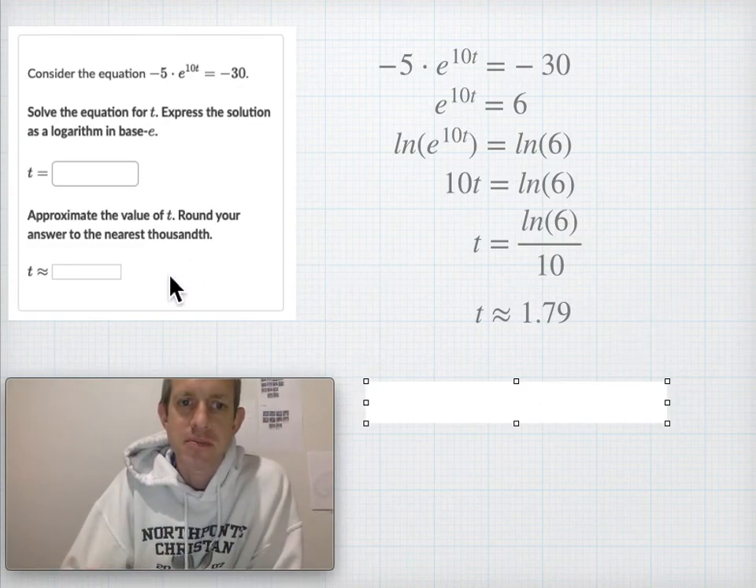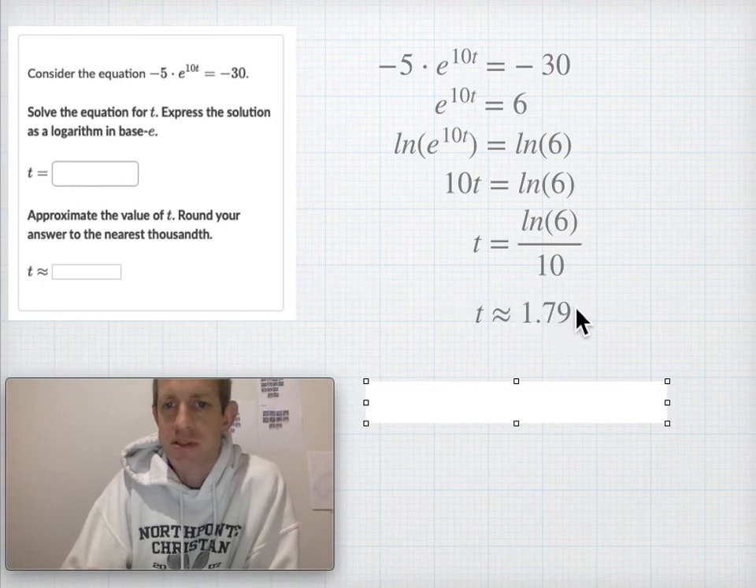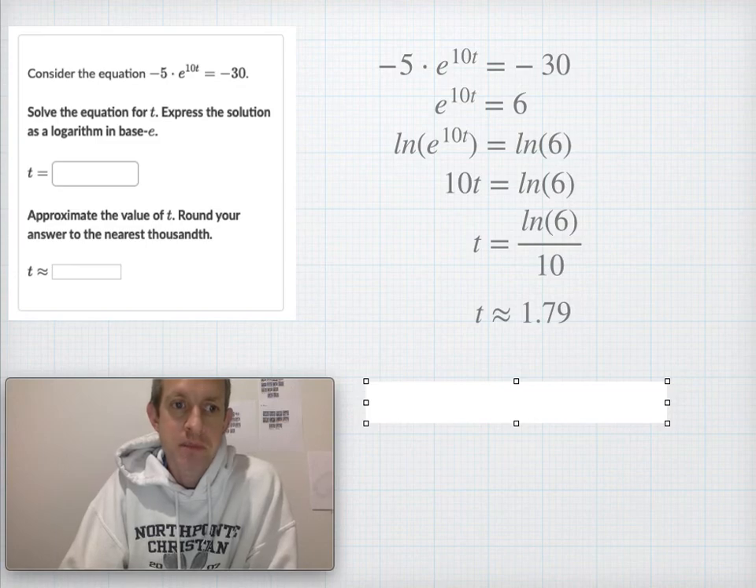And then I would probably type this in Khan Academy and get it wrong because I rounded to the nearest hundredth instead of the nearest thousandth. That would be frustrating, wouldn't it?